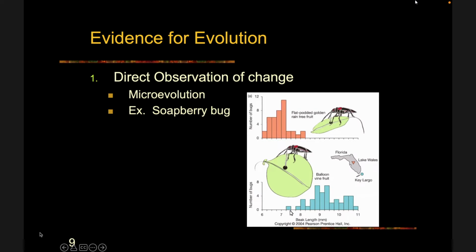And therefore, this is the distribution of beak sizes, the bottom graph here, around Key Largo, whereas this is the condition that happens now around Lake Wales. So there's been a selection for shorter beaks. You don't have too many bugs that happen to be born now with too long of beaks. In order for this to have happened, there had to be a shift in the frequencies and combinations of the alleles that determine beak length. And so this is what microevolution is.